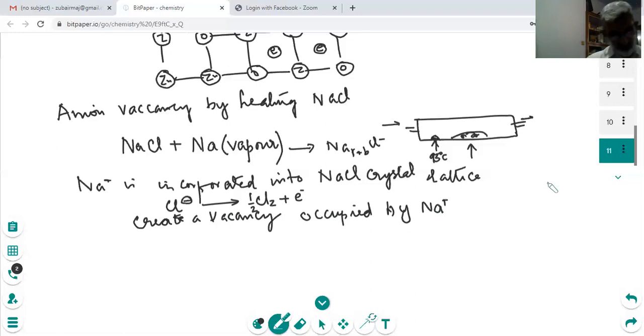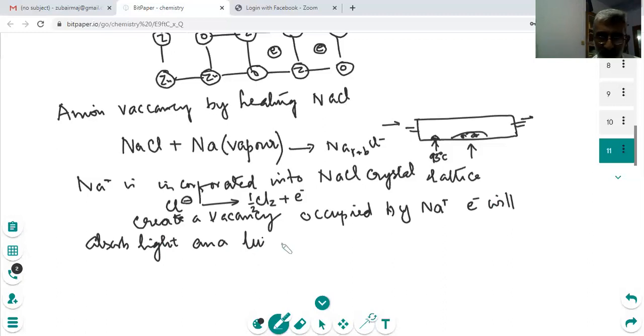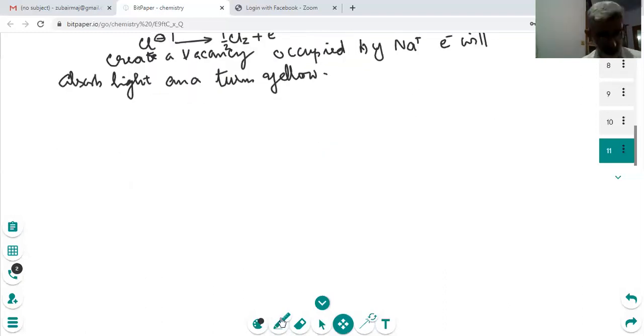And the free electron will absorb light and turn yellow in color. So when you do this, the colorless sodium chloride crystal will be converted into yellow color. That is a physical observation you can see when you do this experiment.